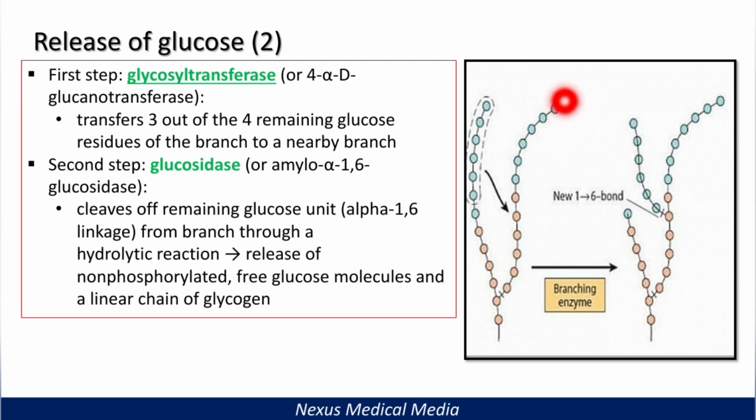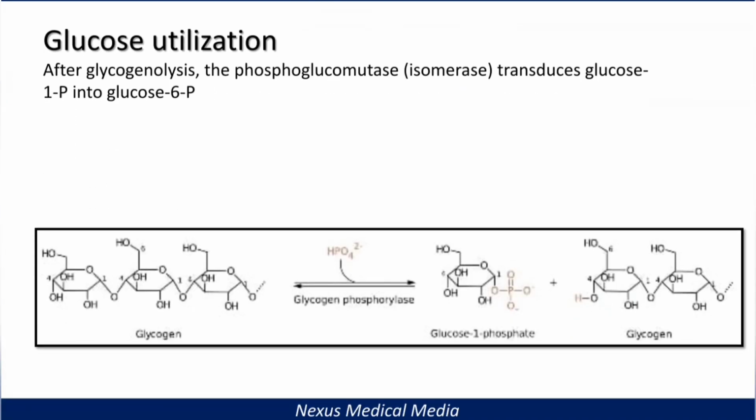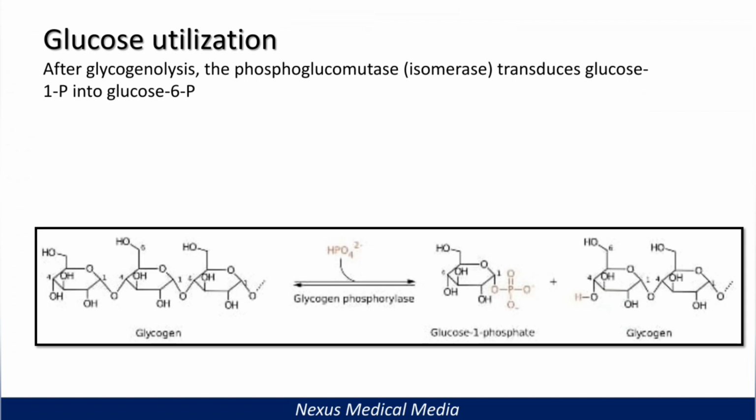Remember, what we are releasing here is glucose 1-phosphate, but here we have glucose, but it's little. It doesn't help us much, because we need more glucose, because remember, we are starving, or we are in a hypoglycemic state. So what do we do? Now you have to convert glucose 1-phosphate to glucose 6-phosphate, right?